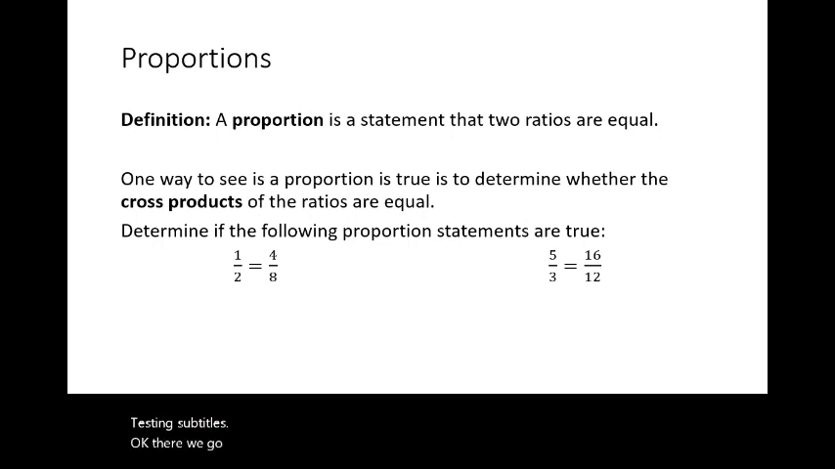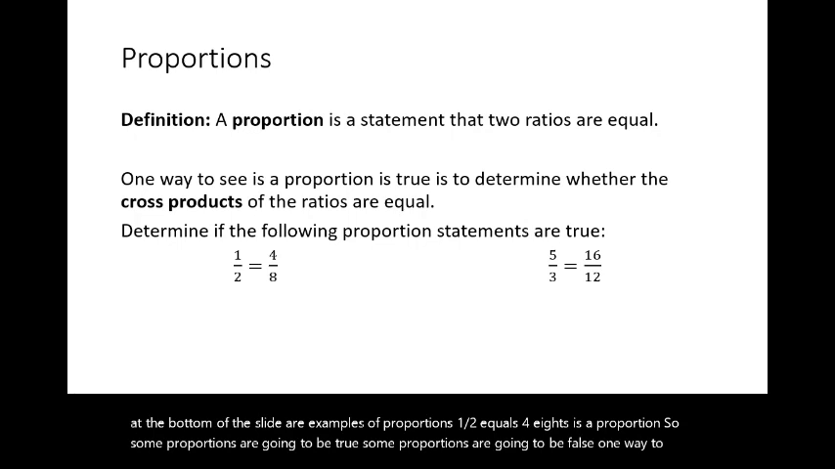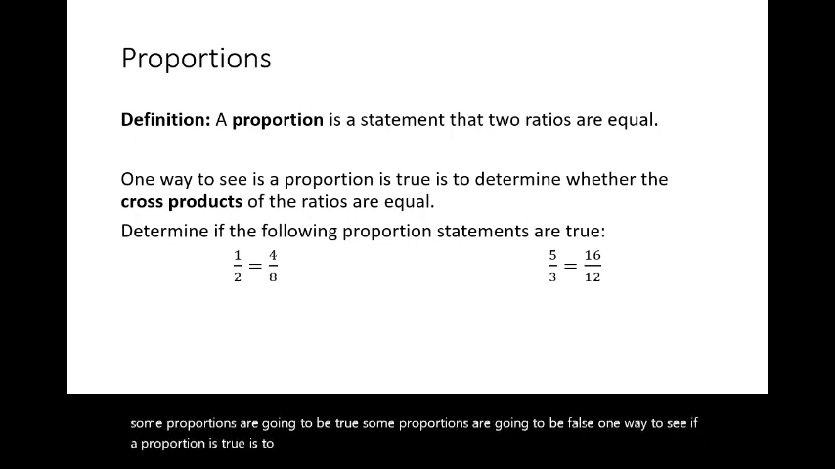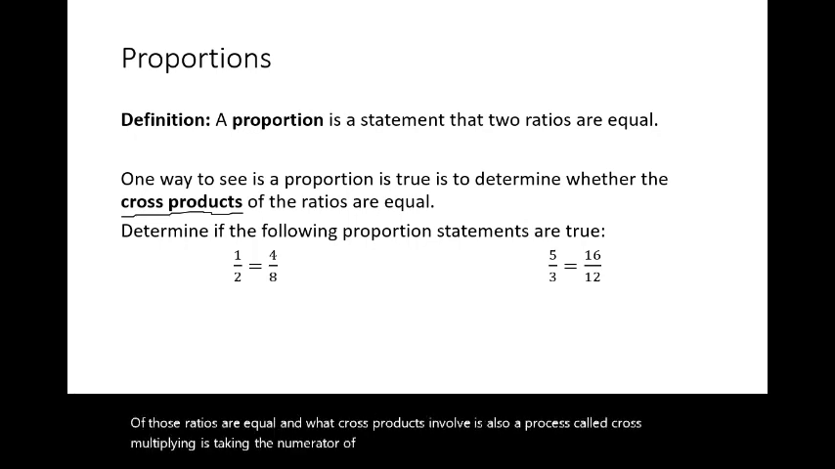So a proportion is a statement that 2 ratios are equal. Each of these down at the bottom of the slide are examples of proportions. 1/2 equals 4/8 is a proportion. Some proportions are going to be true, some are going to be false. One way to see if a proportion is true is to determine whether the cross products of those ratios are equal. What cross products involve, also called cross multiplying, is taking the numerator of one of the fractions and multiplying it by the denominator of the other. That is how you test to see if a proportion is true.